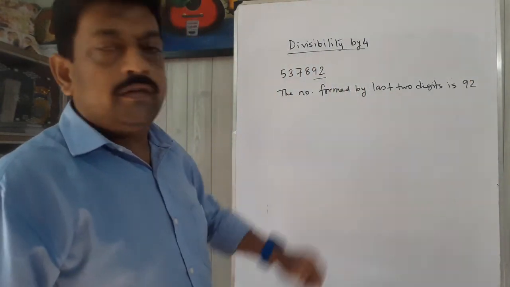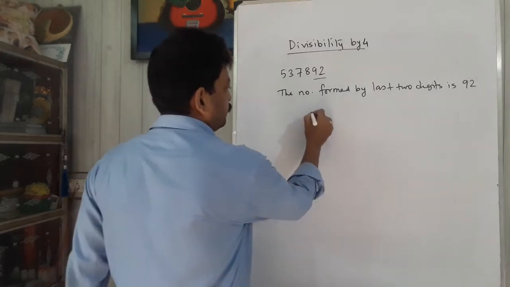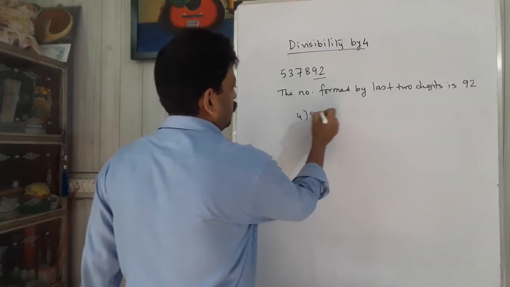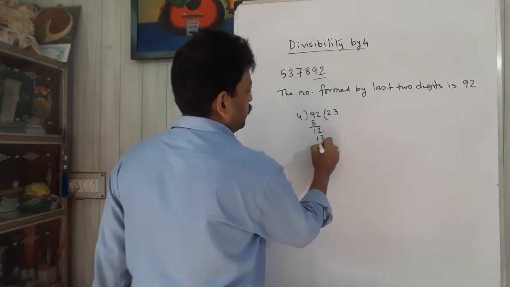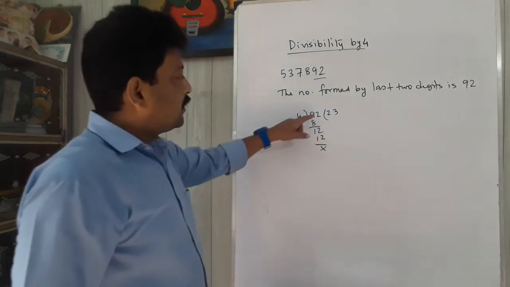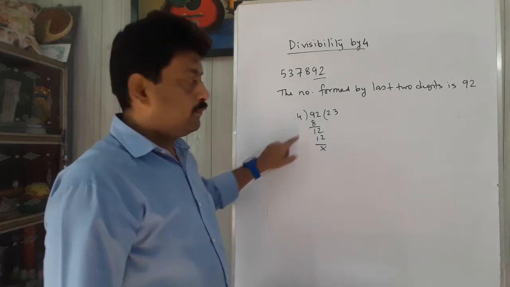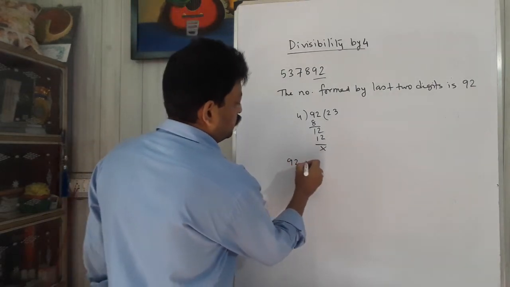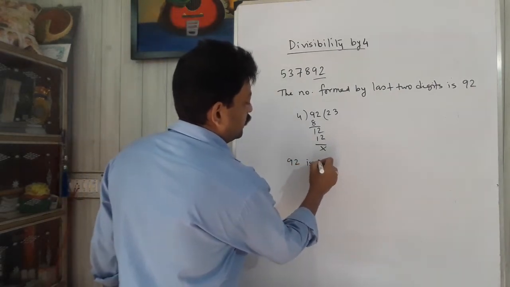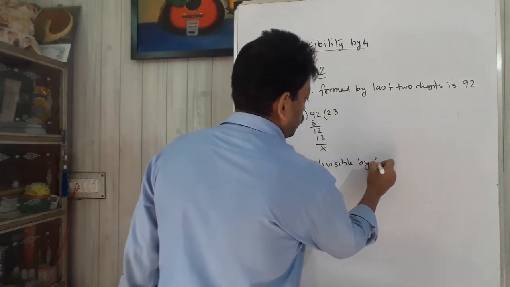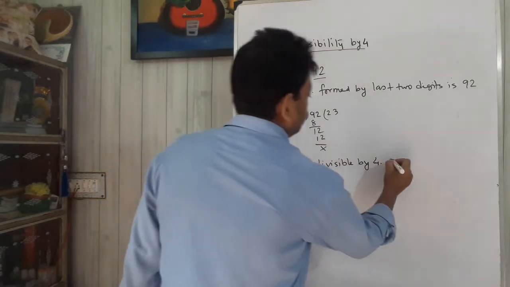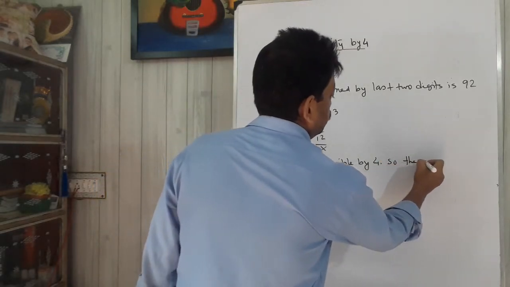Now let us divide this 92 by 4. 4 2s are 8, 1 2, 4 3s are 12. So you can see that 92 is divisible by 4. 92 is divisible by 4. So the given number is also divisible by 4.